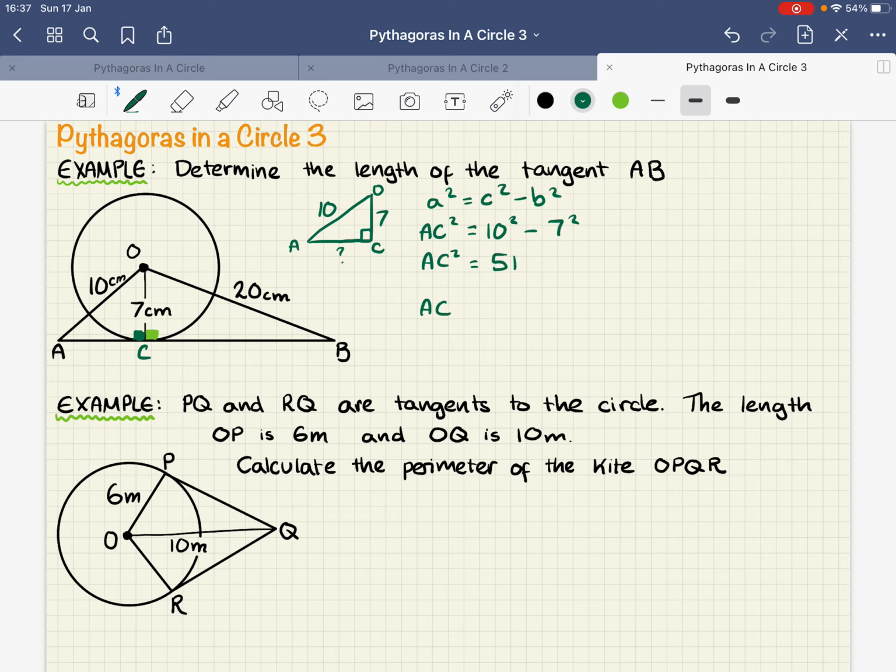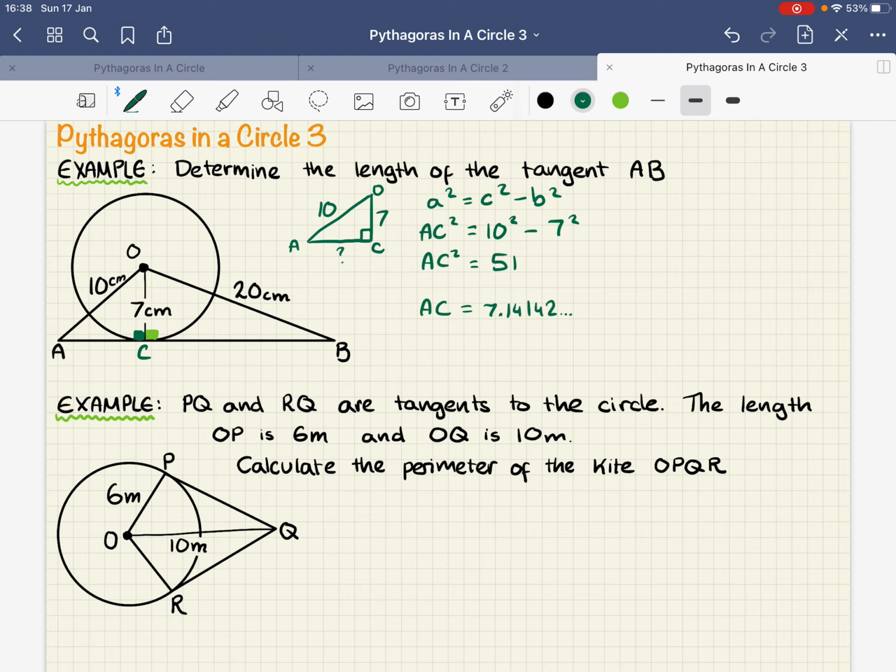So that means then AC is going to be the square root of 51, which comes out as 7.14142 and so forth. Remember, if you're halfway through a question and you're still working on it, don't round early, do a few extra decimal places than what you would tend to give as your final answer. So I'm going to give 2 decimal places at the end, so I've done 5 decimal places now.